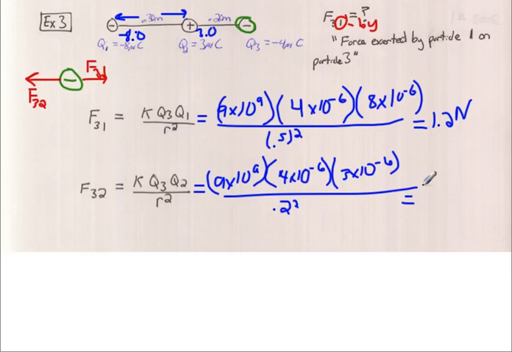So I got 2.7 even. Wow, came out nice and even. 2.7 newtons. Okay, so now let's go back and look at our diagram and just check which way we think it's going real quickly. So which one of these forces is bigger in magnitude? Looks like the one that was attracting in the middle is bigger in magnitude.